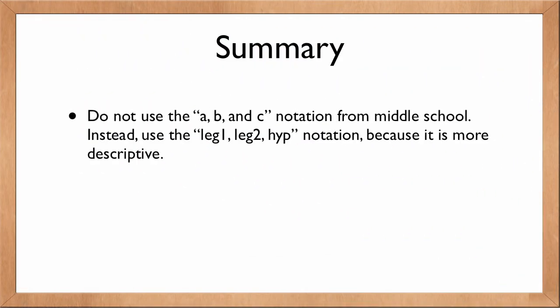All right, when it's all said and done, even though I had some cases in this lesson where it used A, B, and C, I would encourage you not to use the A, B, and C notation from middle school. Instead, use leg 1, leg 2, and hypotenuse notation simply because it is more descriptive. Know what a Pythagorean triple is. A Pythagorean triple is a set of natural numbers, positive natural numbers, that satisfy the Pythagorean equation.